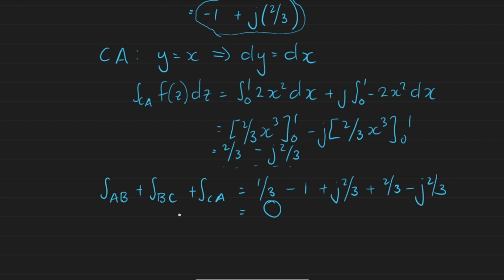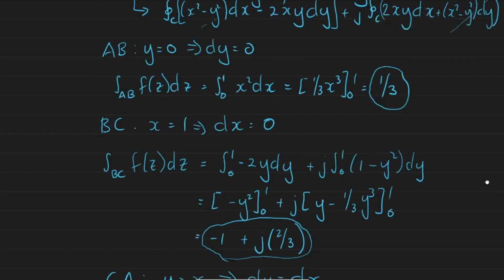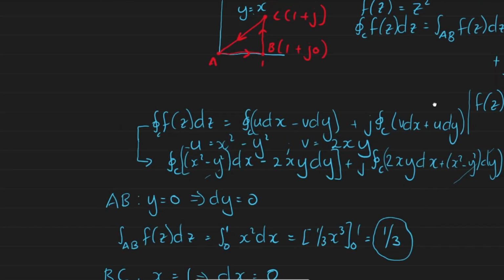So we have shown that if we have an analytic function and we integrate f(z) dz around a closed path, then we get 0. So this is what the Cauchy-Goursat theorem is, also known as Cauchy's integral theorem.